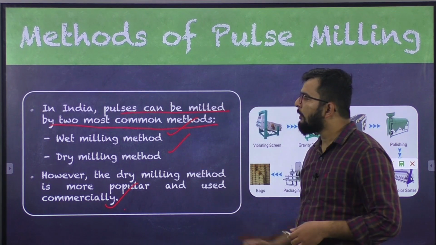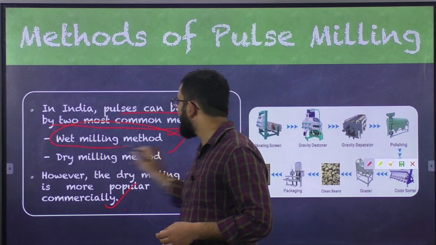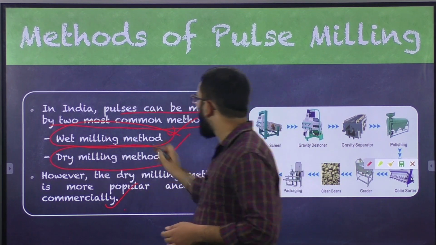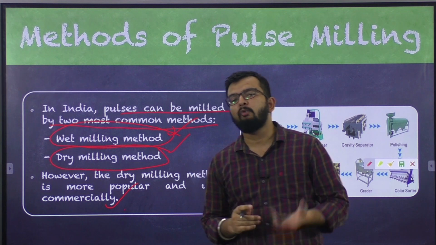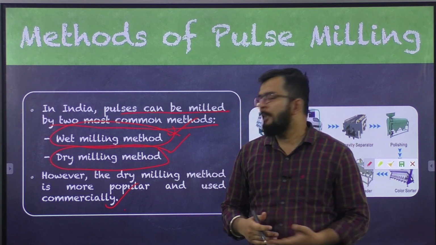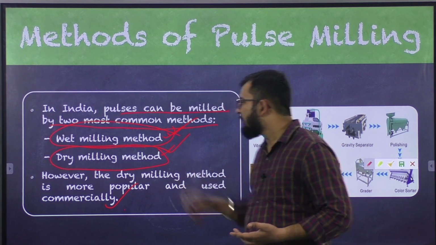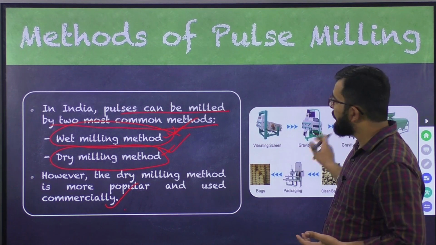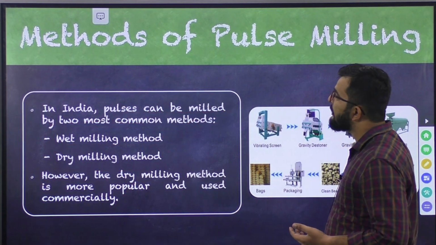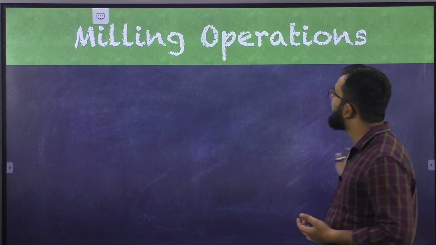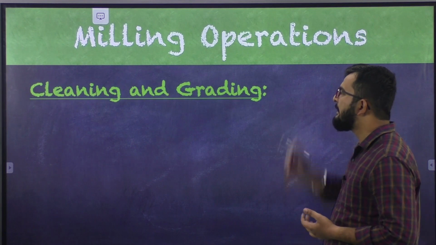Okay, so before moving on to your individual method, let's read about all the steps that are involved in milling in detail, and then you can better understand the wet milling and the dry milling method. So moving on to the methods or the operations that are involved in milling of pulses. So first one is your cleaning and grading.